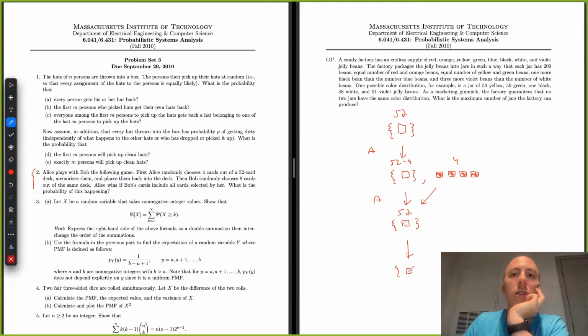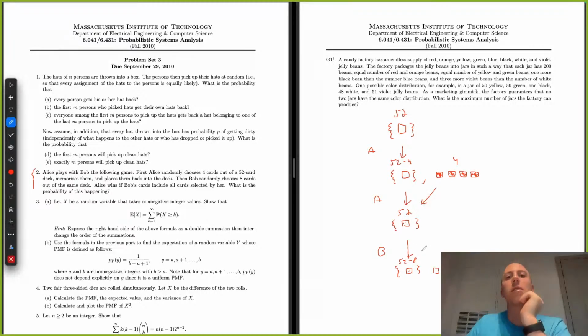So there's 52 minus 8 left in here. And Bob chooses 8. 2, 3, 4, 5, 6, 7, 8. Let's say he chooses 8 and 2 of them are Alice's cards. So Alice wins if Bob's cards include all cards selected by her. Okay. What's the probability of this happening?